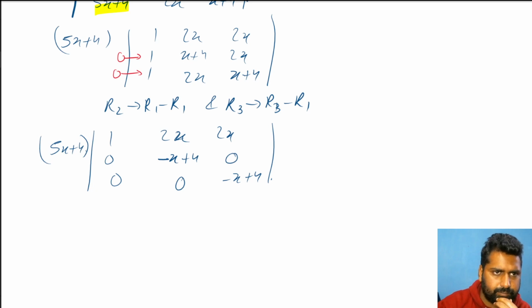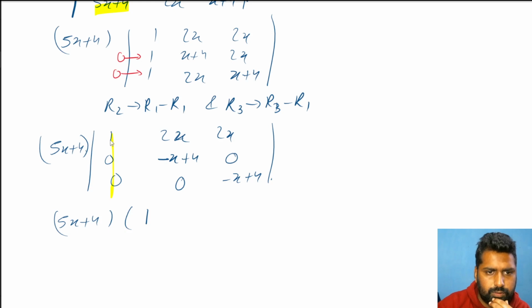Now expand about this column. Okay, so very simple. 5x plus 4 into 1 into, leave the row, leave the column, and you have to solve the determinant of this: 4 minus x, 4 minus x. So basically 4 minus x whole square minus 0.